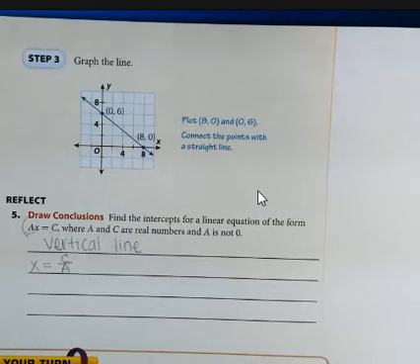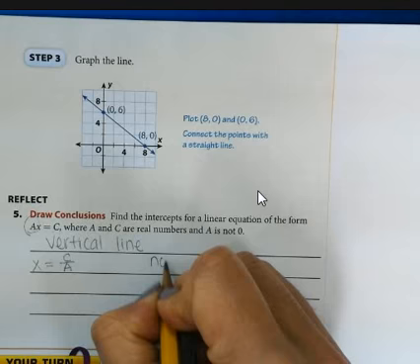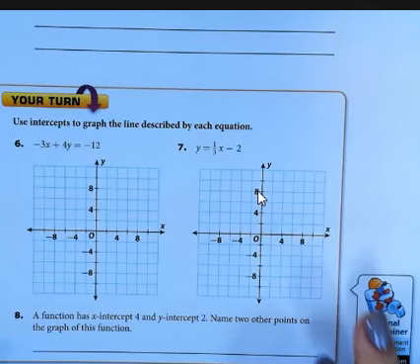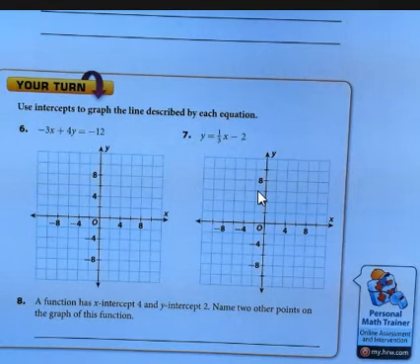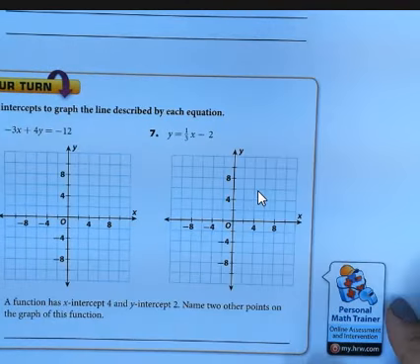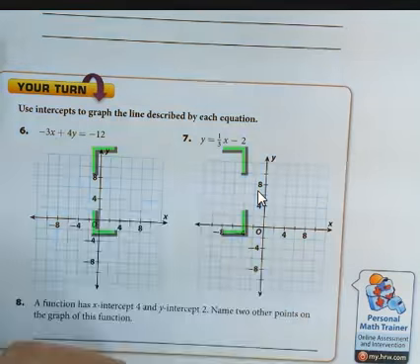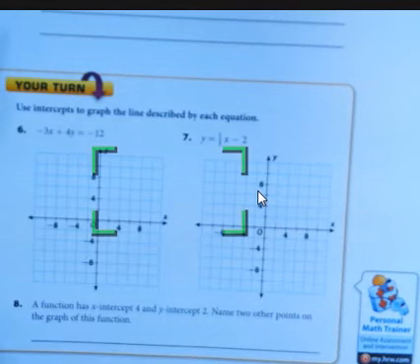All right, so now in these Your Turn questions, it says to use those intercepts to graph the line described by each equation. I'll go ahead and do number 6 for you guys. To find my x-intercept, I cancel out my y, because in order to get my x-intercept, remember that I need to have my y equal to 0. So if I make my y equal to 0, it cancels out, and I'm left with negative 3x equals negative 12. When I divide by 3 to get that x by itself, I'm left with positive 4.